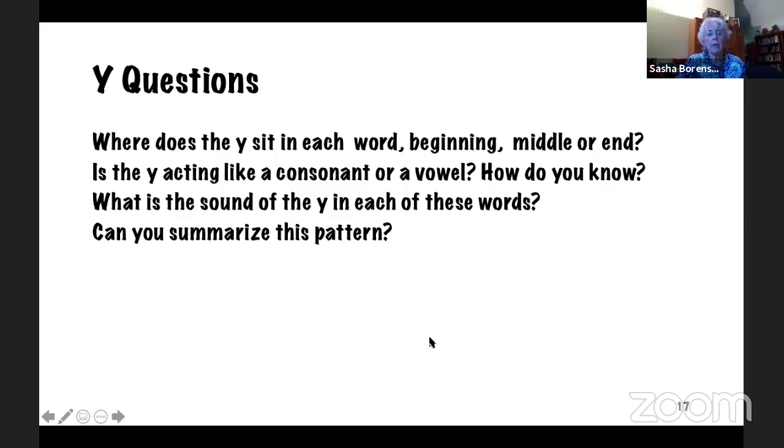Okay, so essentially, here are these questions, and they're pretty simple. Where is the Y sitting in each word, beginning, middle, or end? And I could have my kids have cards and sort. I could sort, is it a 1-syllable word or a 2-syllable word? And then I could ask, is the Y working as a consonant or a vowel in this word? And then what is the sound? And that's how I teach Y. Okay?